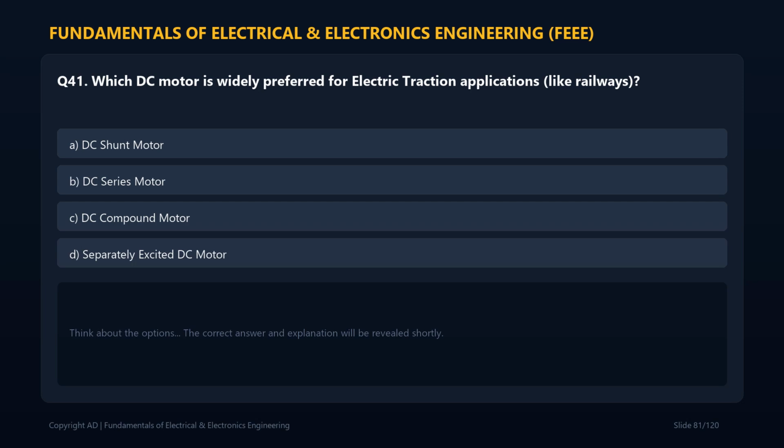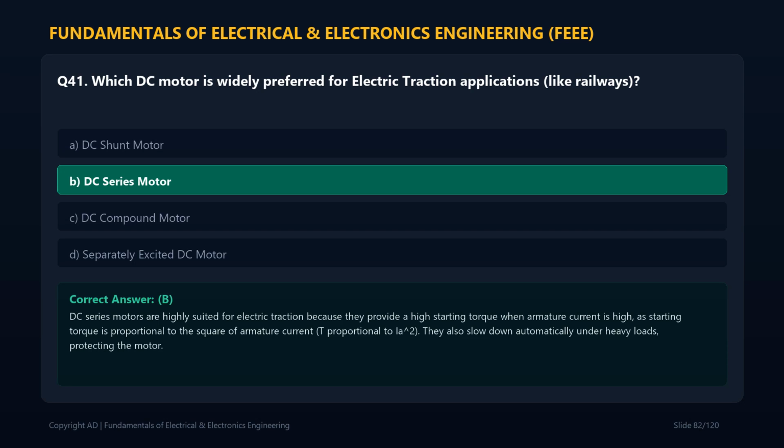Question 41. Which DC motor is widely preferred for electric traction applications? Option A, DC shunt motor. Option B, DC series motor. Option C, DC compound motor. Option D, separately excited DC motor. The correct answer is B, DC series motor. DC series motors deliver high starting torque because torque scales with the square of armature current, which is ideal for heavy traction loads like trains.